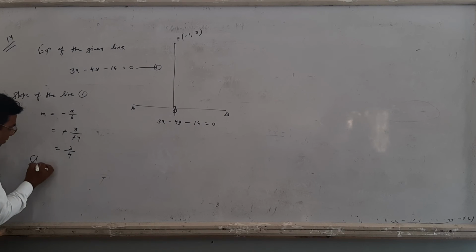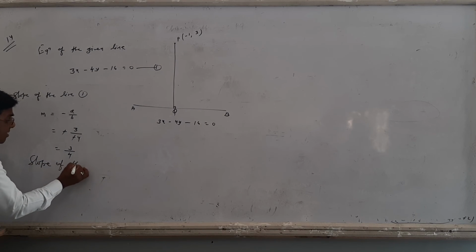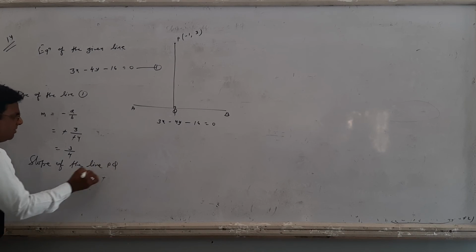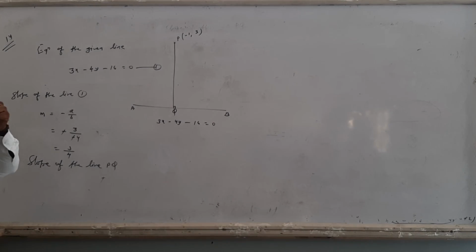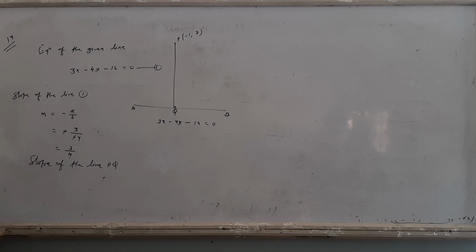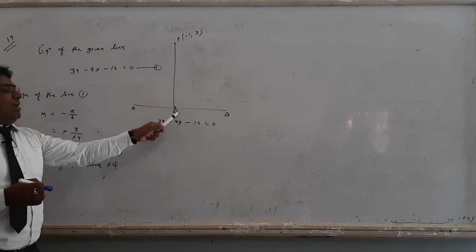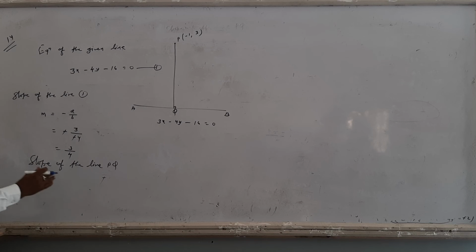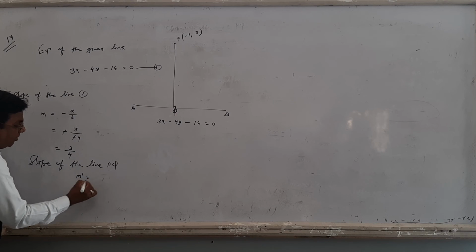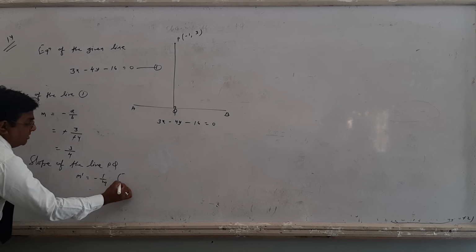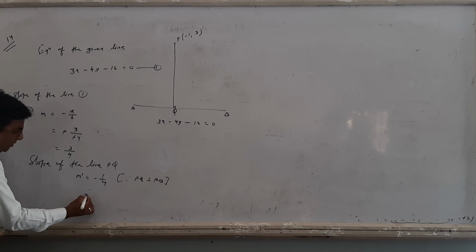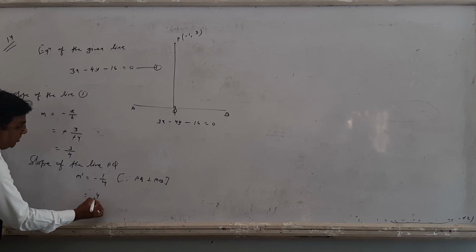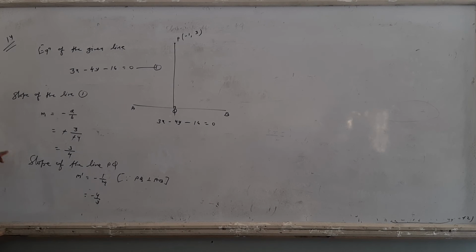Now find the slope of the perpendicular line, that means the slope of line PQ. We just learned that if the slope of a given line is known and we have to find the slope of the perpendicular line, it is the reciprocal with the sign changed. Why? Because the condition for two lines to be perpendicular is m1 into m2 equals minus 1. So the slope m dash is minus 1 upon m, since PQ is perpendicular to AB. The reciprocal of 3 by 4 is 4 by 3, and with the sign changed, negative. So minus 4 by 3 is the slope of line PQ.